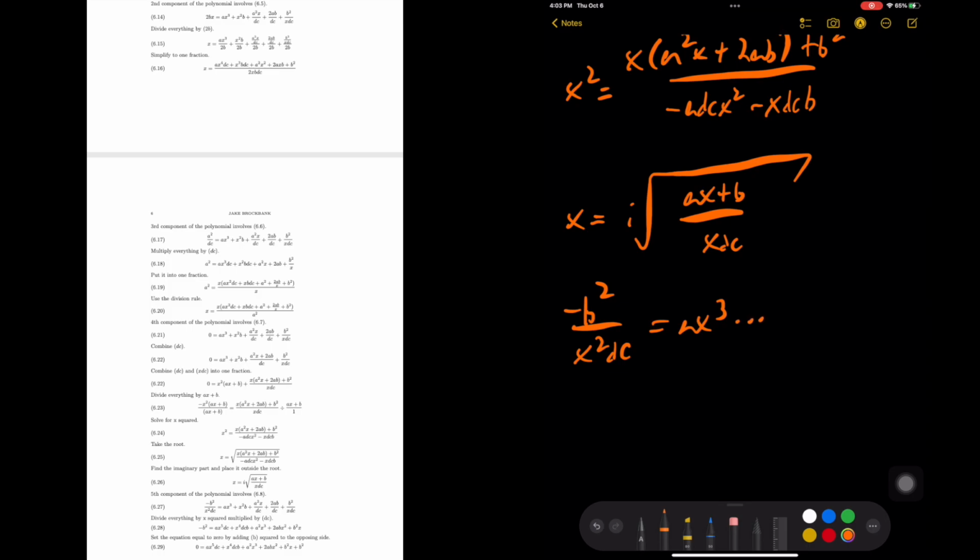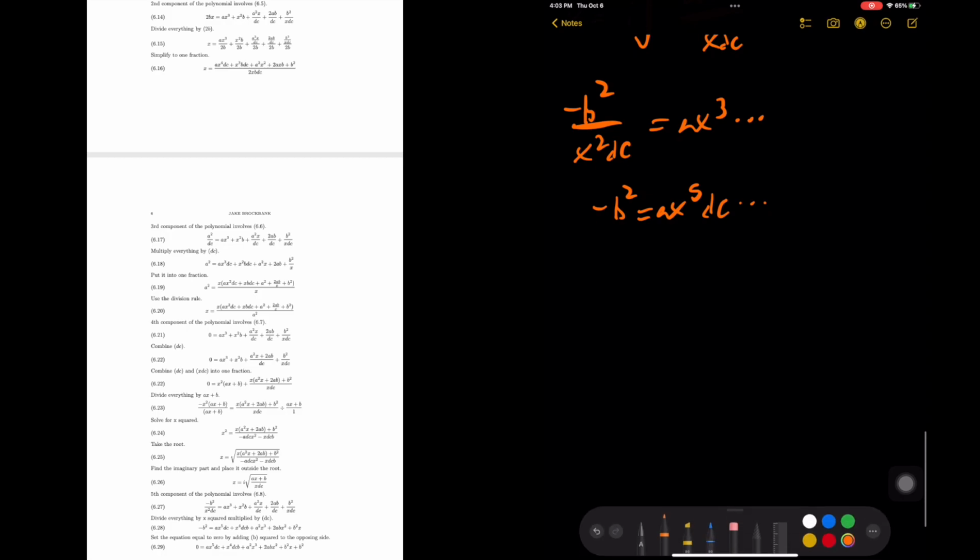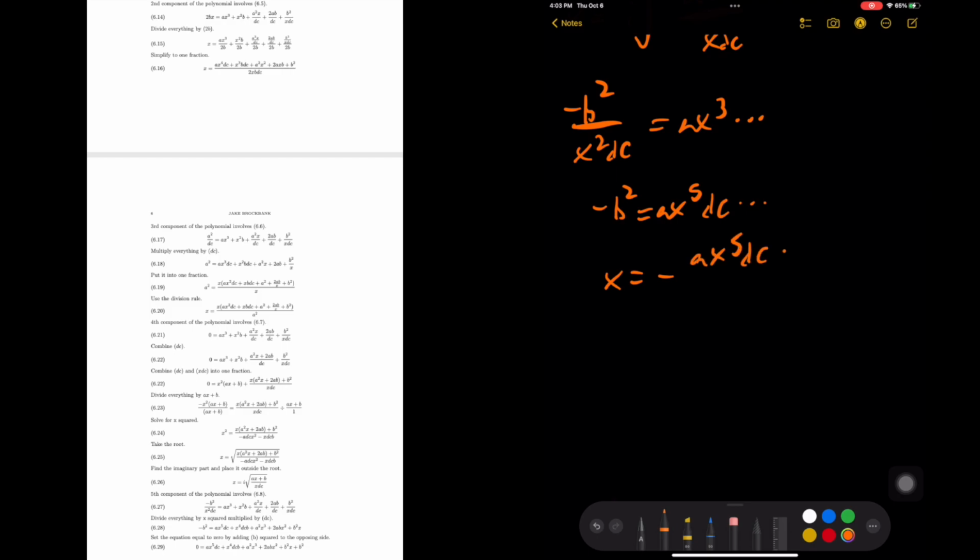We're going to divide everything by x squared and multiply by dc, which will just give us negative b squared is equal to ax fifth dc, etc. Scrolling down. Then we'll set the equation to 0, and this will be done just by adding b squared to the other side. After that, we can solve for x quite simply. So we have x5 dc all over b squared. Very nice.